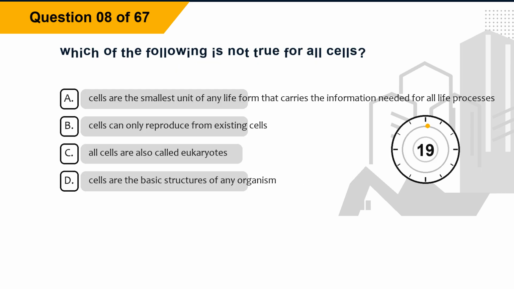Question 8. Which of the following is not true for all cells? Option A. Cells are the smallest unit of any life form that carries the information needed for all life processes. Option B. Cells can only reproduce from existing cells. Option C. All cells are also called eukaryotes. Option D. Cells are the basic structures of any organism.